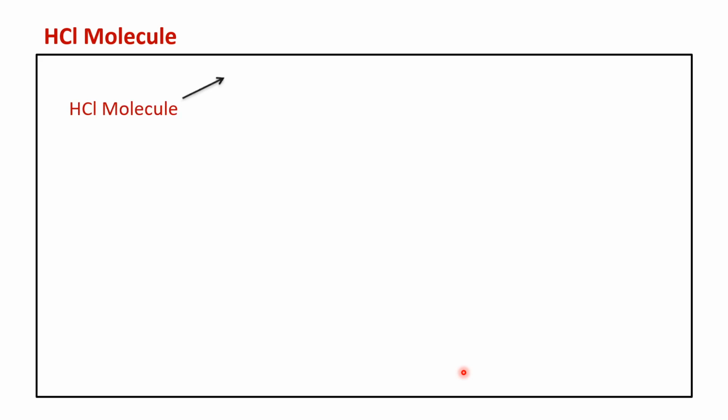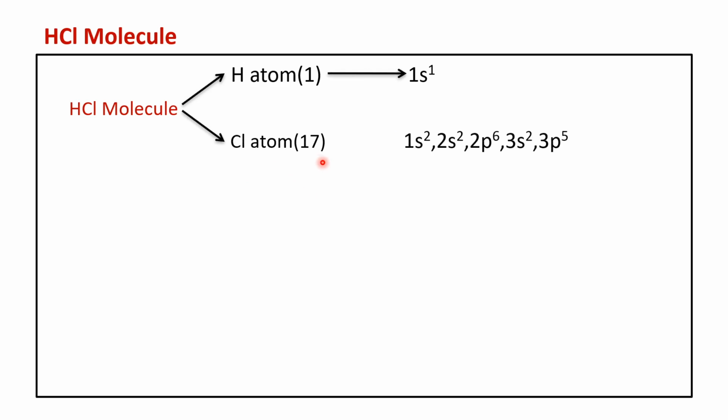So again we can say that in case of the HCl molecule, the less electronegative atom is the hydrogen atom with the atomic number 1. That means the electronic configuration is 1s1. The more electronegative atom is the chlorine atom with the atomic number 17. That means the electronic configuration is 1s2, 2s2, 2p6, 3s2, 3p5.